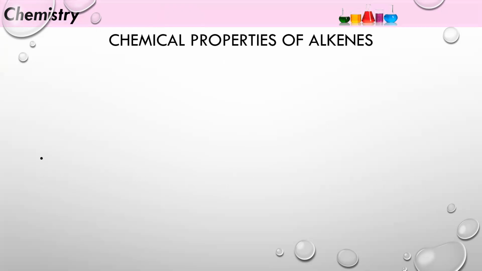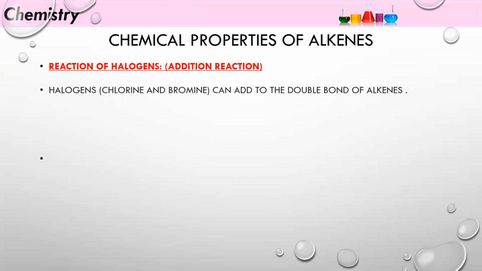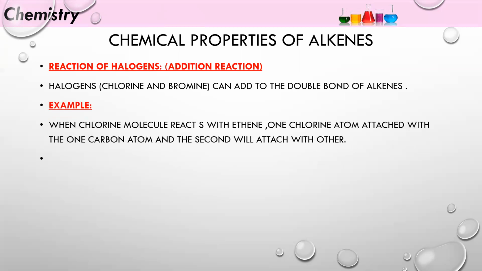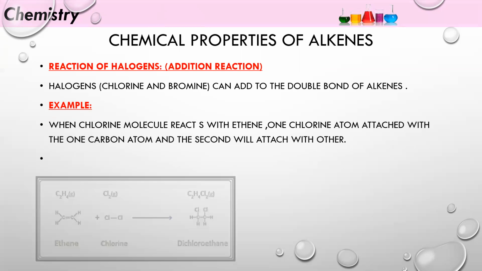Chemical properties of alkenes. First, we will discuss the reactions with halogens, which are addition reactions. Halogens, the members of which may be chlorine and bromine, can add to the double bond of the alkenes. For example, when a chlorine molecule reacts with ethene, one chlorine atom attaches to one carbon atom and the second attaches to the other carbon atom.